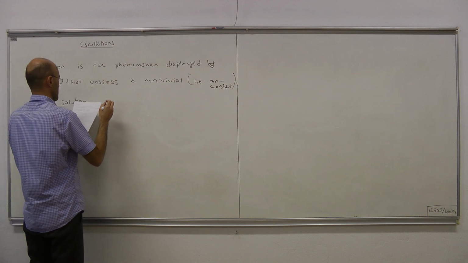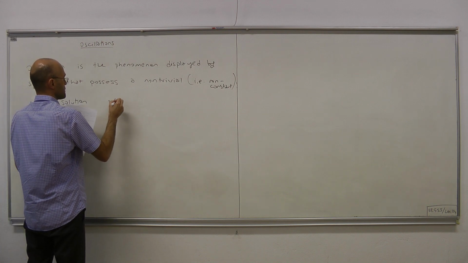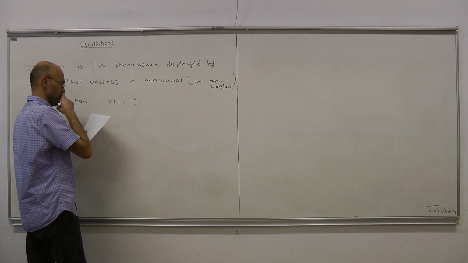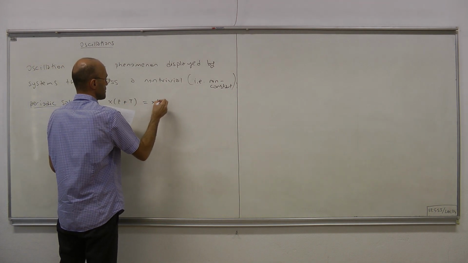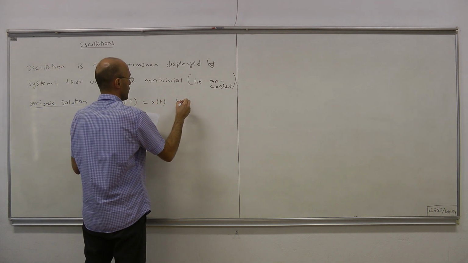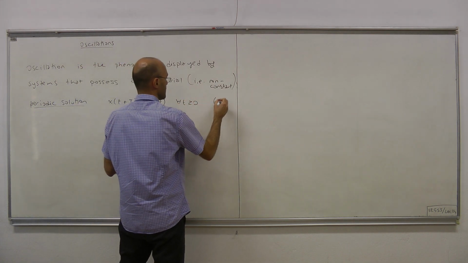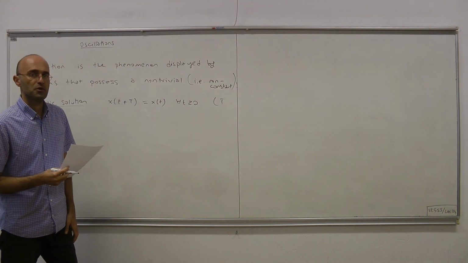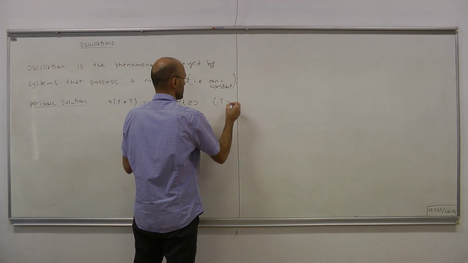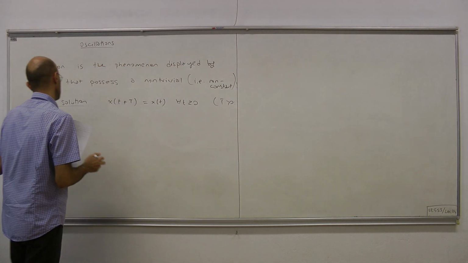So x(t + T) equals x(t) for all t greater than or equal to 0. And here, this constant, positive number T is what we're calling the period.